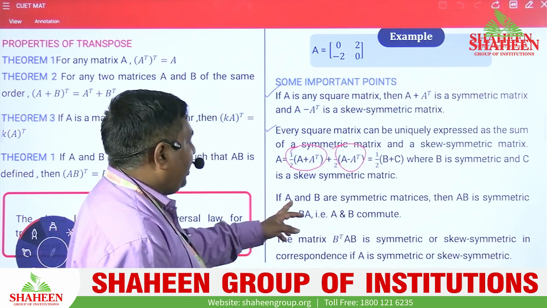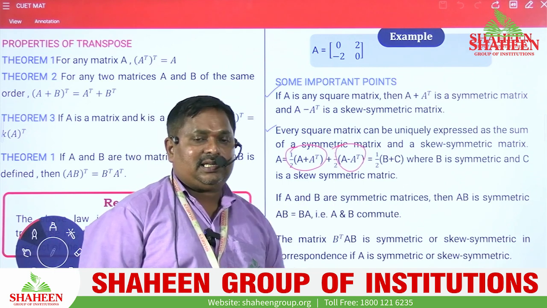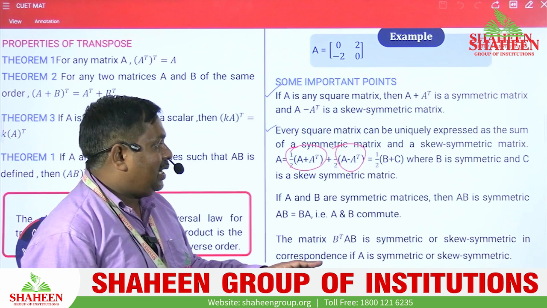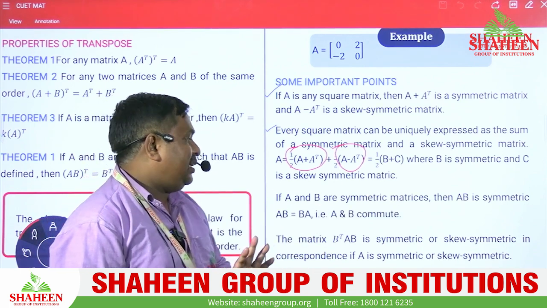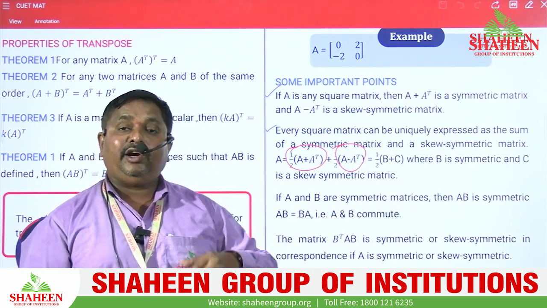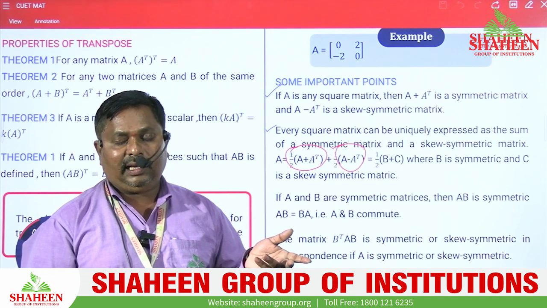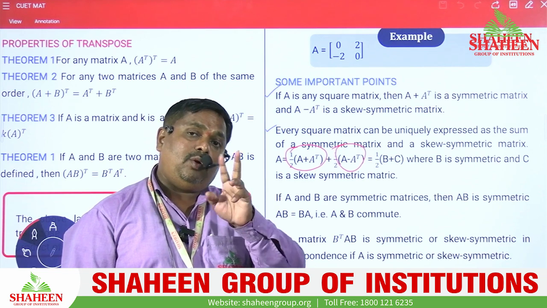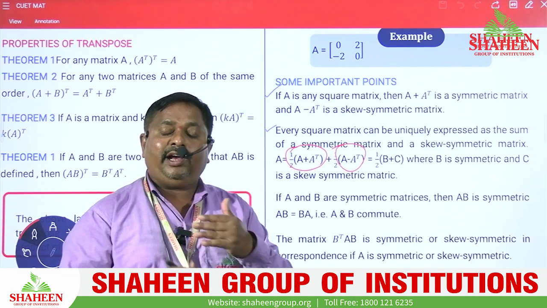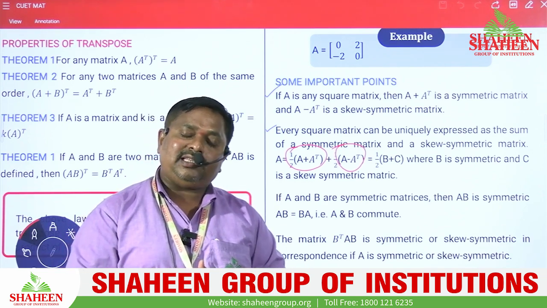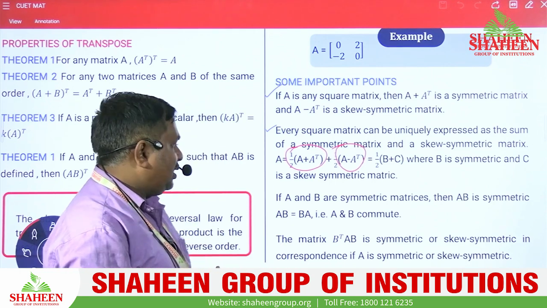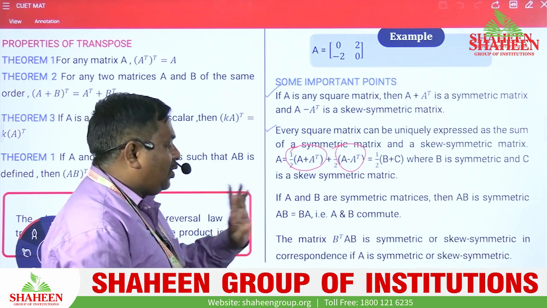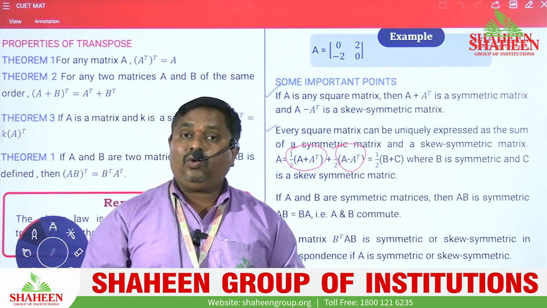Next, if A and B are symmetric matrices, then AB is symmetric. A into B will also remain symmetric. If A and B are two square matrices and both are symmetric, then what will the A into B matrix be? A into B is also a symmetric matrix. And AB is equal to BA is possible.